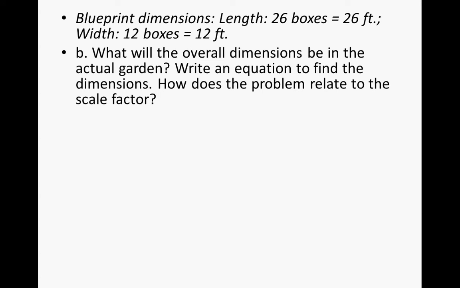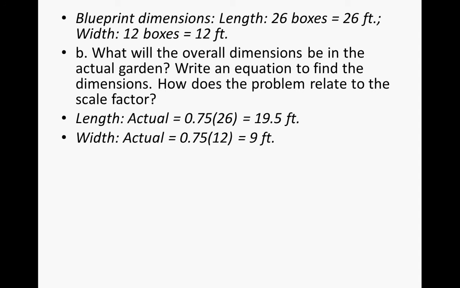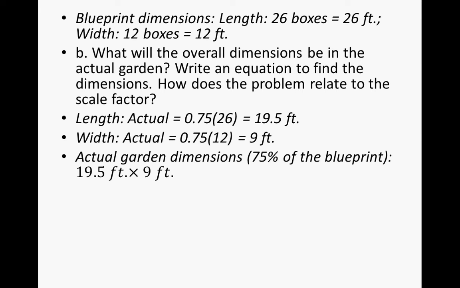So part B, what will be the overall dimensions of the actual garden? Write an equation to find the dimensions, and how does the problem relate to the scale factor? So the length of the actual garden is going to be 75% or 75 hundredths times 26, which means it's going to be 19 1/2 feet. The width of the actual garden is going to be equal to 75% or 75 hundredths times 12, which would give us 9 feet. So the actual garden dimensions, which is 75% of the blueprint, is 19 1/2 feet by 9 feet.